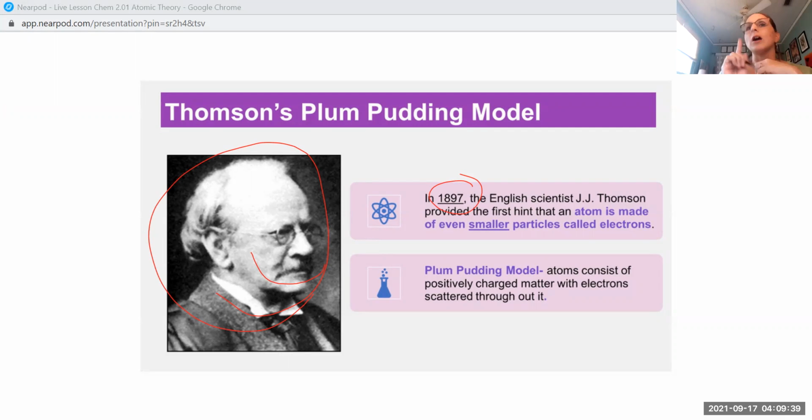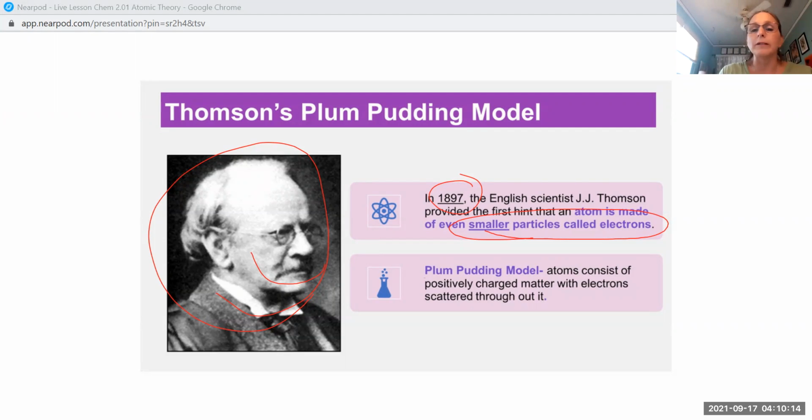The one that was wrong is that Dalton said atoms were indivisible, that an atom was just a sphere. And what JJ found out is that atoms had even smaller particles called electrons. So JJ discovered electrons. That's what you need to know. From Dalton to JJ, the atom was a sphere. Can't divide it any further. And then JJ Thomson was like, wait a second, it's not a sphere. It's actually made of something with subatomic particles in it.